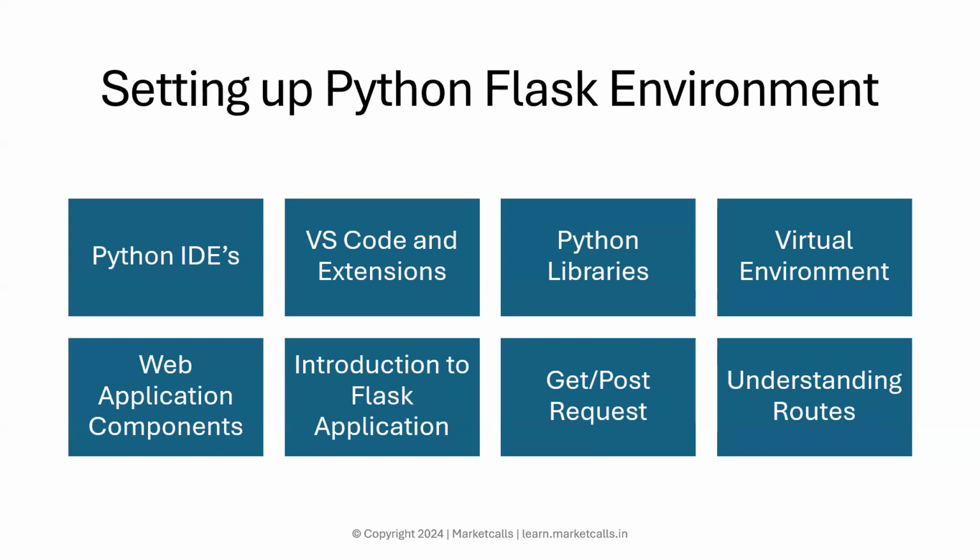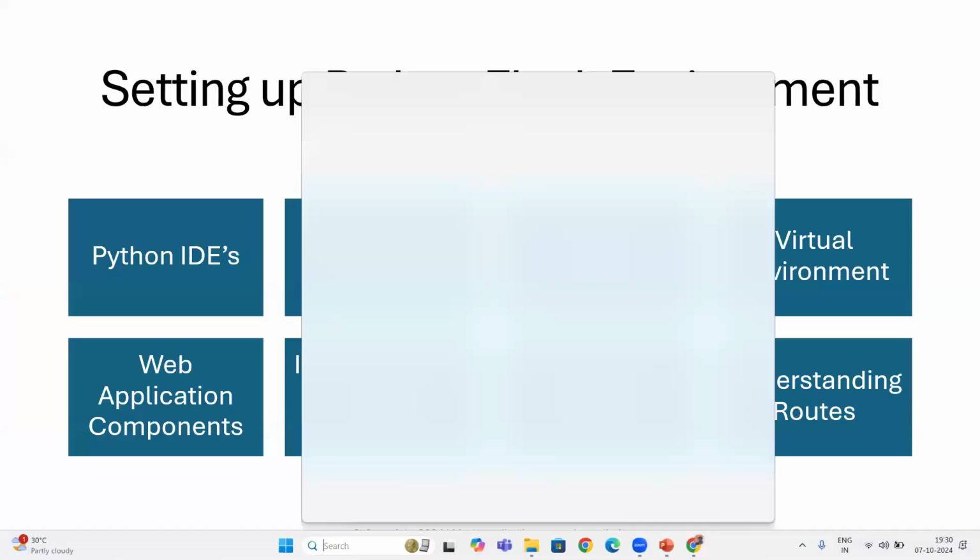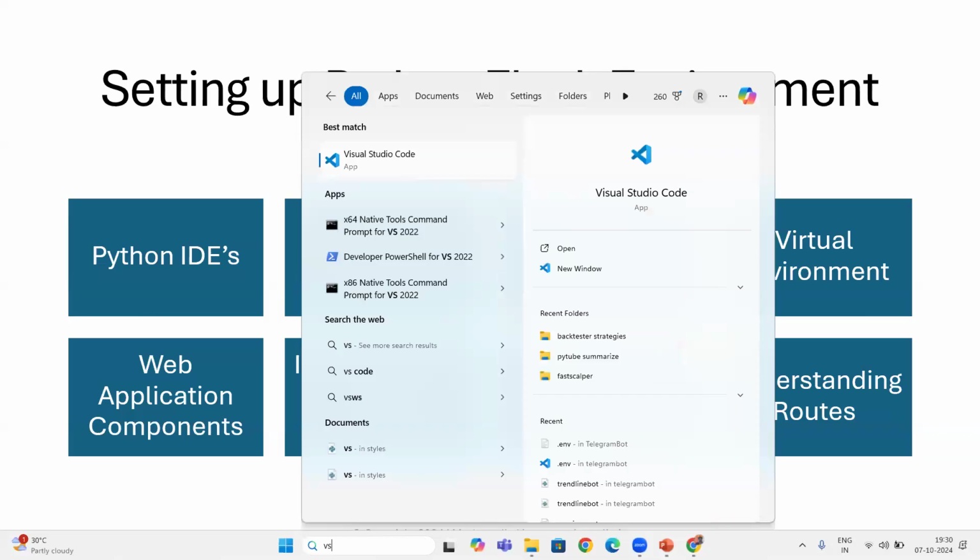So here we're going to use a virtual environment, and we're also going to set up some of the web application components, and we're going to learn how to create a simple Flask application. We're going to learn some basics about what a GET request is, what a POST request is, and we're going to learn to understand the routes. So let's get into the basics of that. I'm going to have my VS Code here. So here is VS Code.